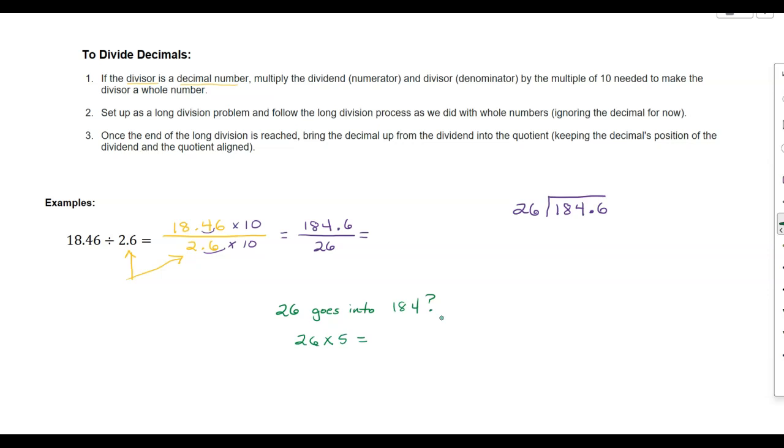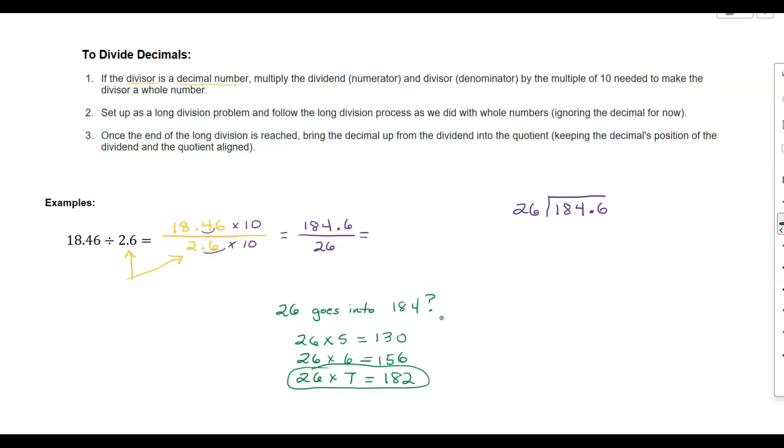26 times 5 is 130, right? That's not quite there. Maybe we could fit another one. Subtract 26 times 6. A little closer, right? You want to go close, but not over 184, right? So try 26 times 7. That gives us 182. That's right under 184. So let's use this multiplication fact to get us started with our long division.